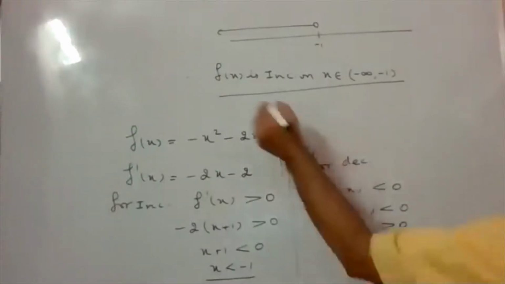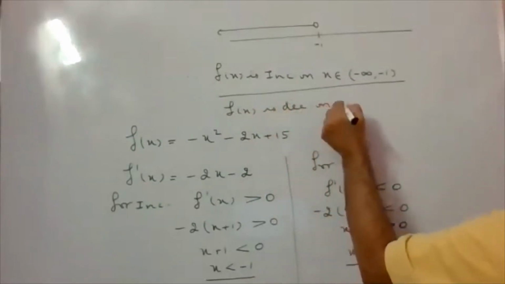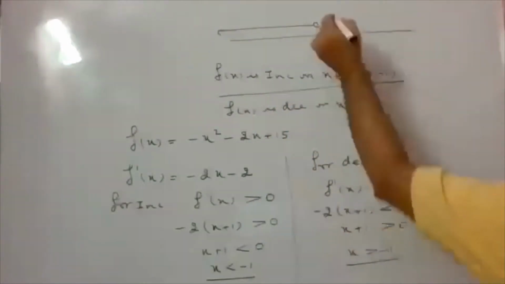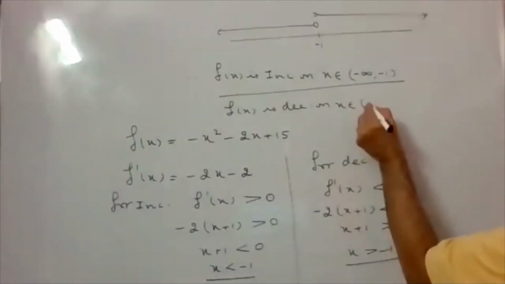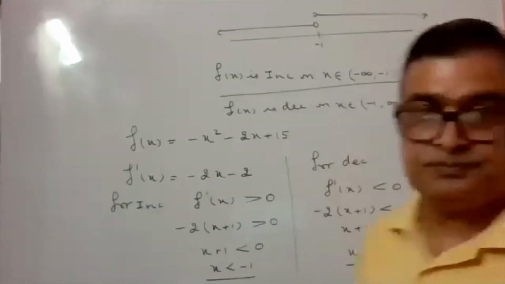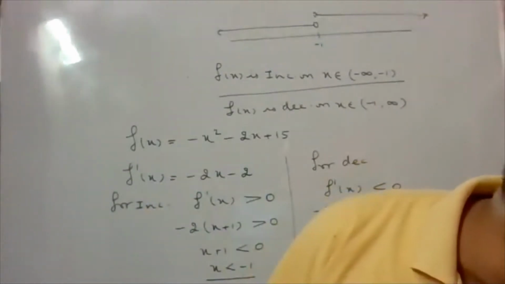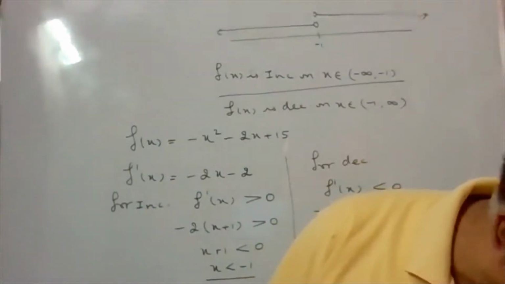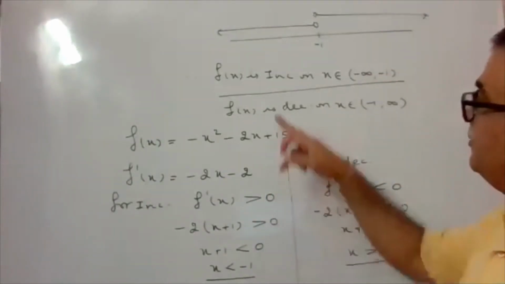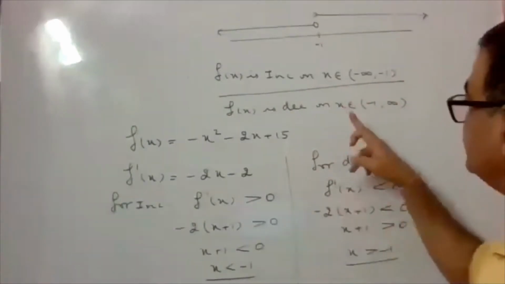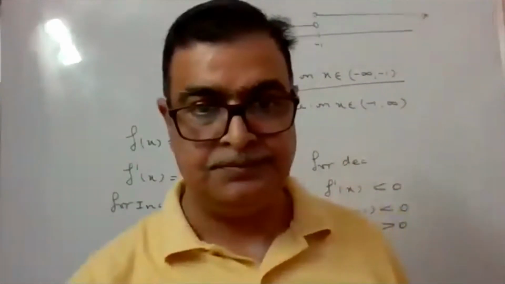Therefore, f(x) is decreasing on x belongs to, it says x is greater than minus 1, which means this side, so it will go from minus 1 to infinity. So this way you will be having the question. If it is increasing, x should be less than minus 1, meaning minus infinity to minus 1 it is increasing, and minus 1 to infinity it will be decreasing. That you should keep in mind.